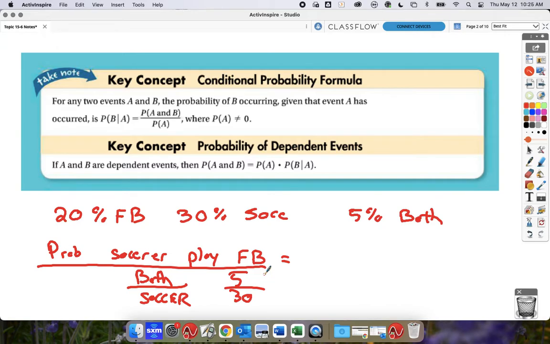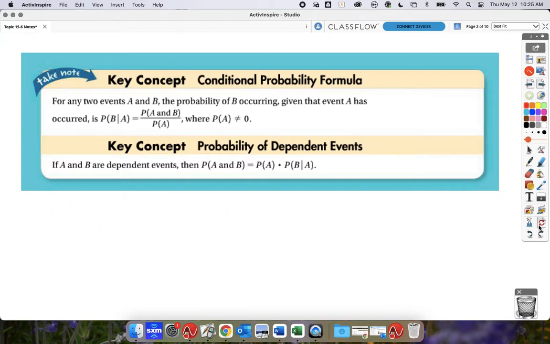This one says, if A and B are dependent events, then the probability of A and B is equal to the probability of A times the probability of B given A. How would you say that? I don't know if my numbers would work. We'll get to that one. This second example would look like this.